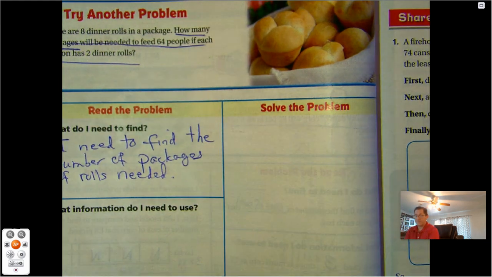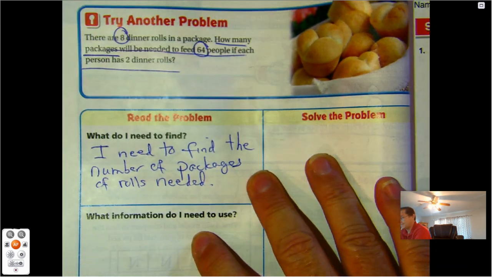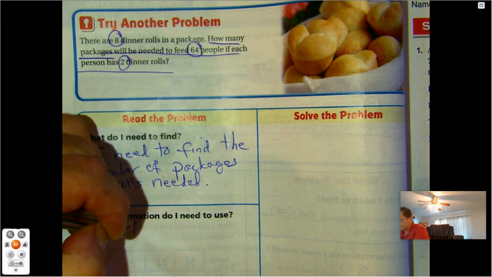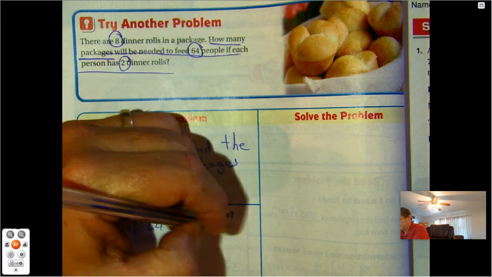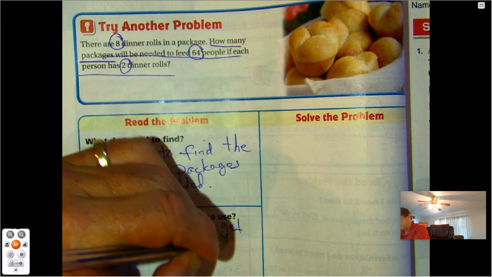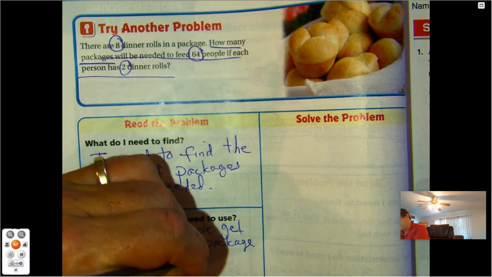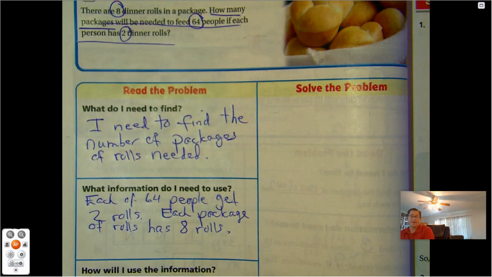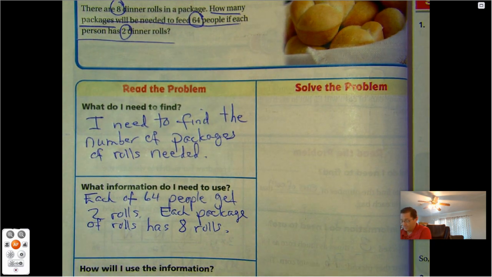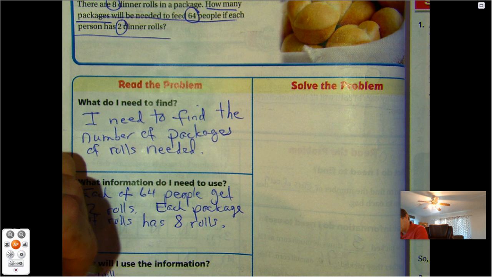What information do you need? Well, I need to know that they come in packages of 8. I need to know that I'm feeding 64 people and that each of them gets 2 rolls. Each of the packages that I'm buying has 8 rolls. So how will I use the information? It's going to be like the one on the previous page. So make a bar model.